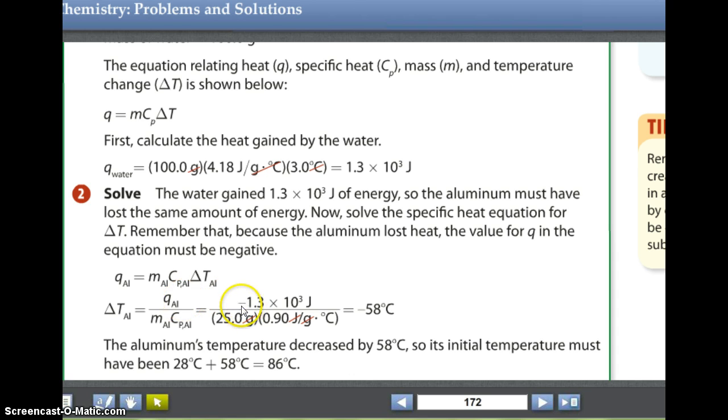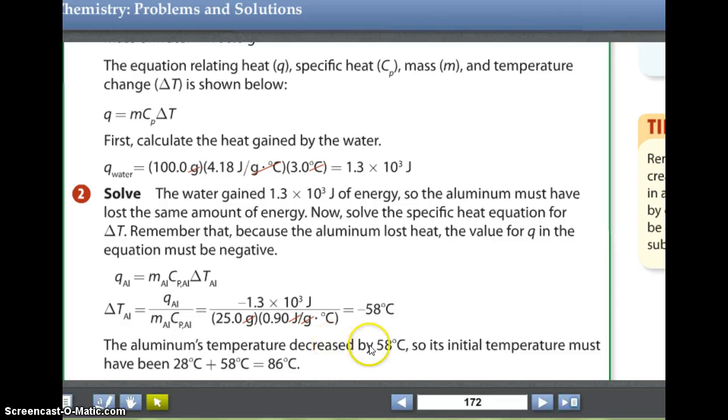Our change in heat has to be negative because the water gained it, the aluminum lost it, so it's got to be negative. The mass of the aluminum was 25 grams. The specific heat of aluminum is 0.9. Put it in your calculator, you get negative 58 degrees Celsius.